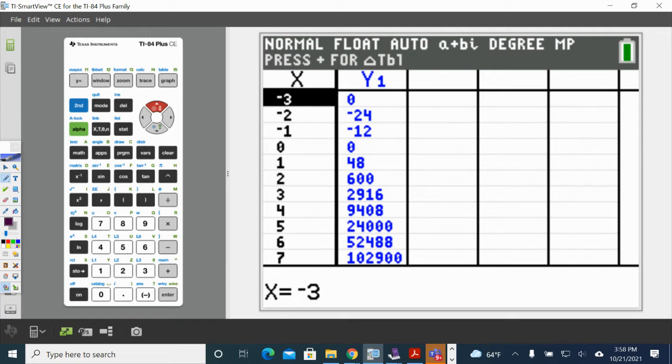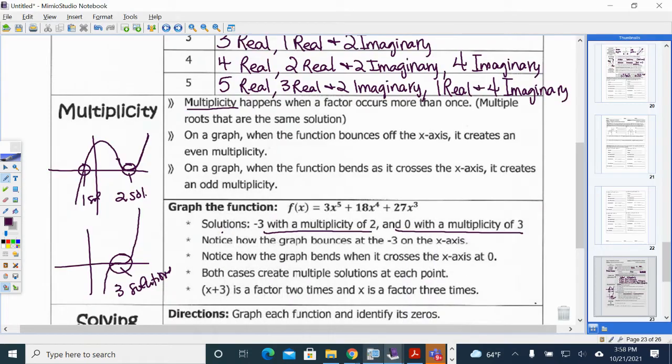What the table of ordered pairs doesn't account for is the multiplicity. And that comes up from looking at that graph. At -3, it bounced. So 2 of my 5 answers are -3. And it bends as it crosses at 0. 3 of the solutions are at 0. So we say -3 has a multiplicity of 2, meaning -3 occurs twice. 0 occurred 3 times. So 0 has a multiplicity of 3.